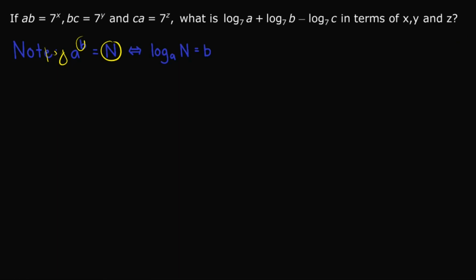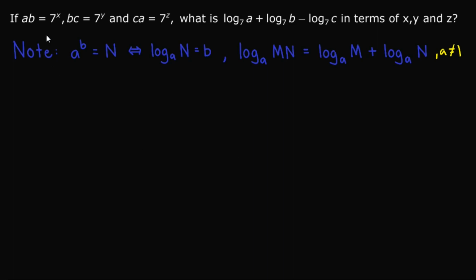Aside from this, take note that if we are given the log of mn to the base a, then we can split this up to get the log of m to the base a plus log of n to the base a, provided that a is not equal to 1 here. So given these two, we can now solve this problem. Let's start focusing first on these givens out here.